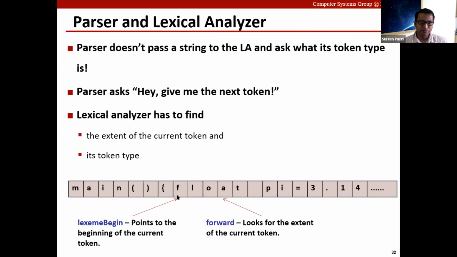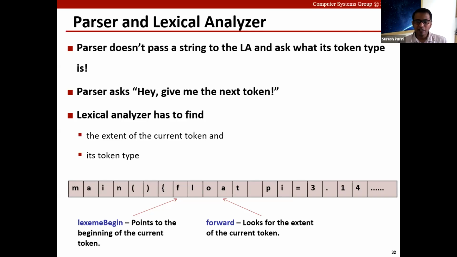So the lexical analyzer has to figure out that the extent of the current token ends at the character T in the input stream. This is what is called the extent of the token, finding the extent of the token. And then the second job is to find the token type. The way the lexical analyzer finds the extent of the current token is it keeps forwarding. It has two pointers, one is the begin pointer and the second is a forward pointer. It keeps moving the forward pointer and consuming the input characters.